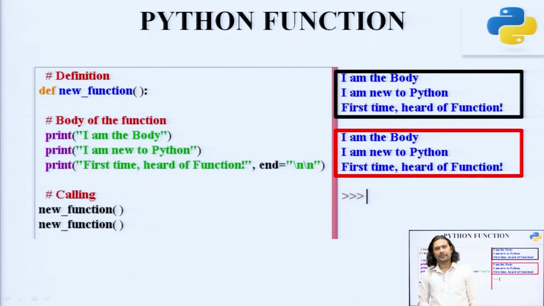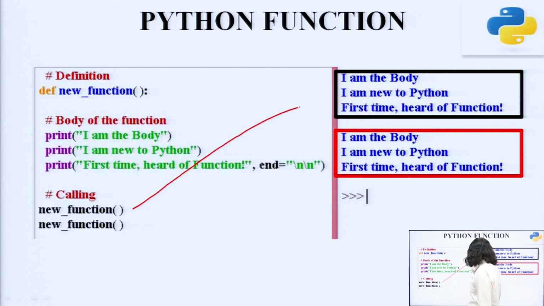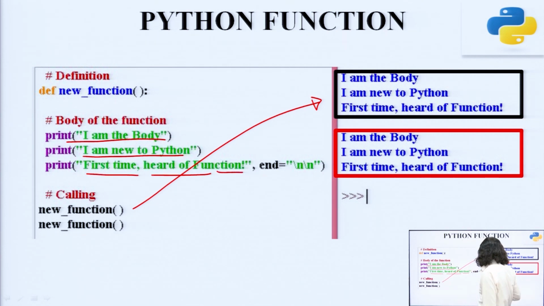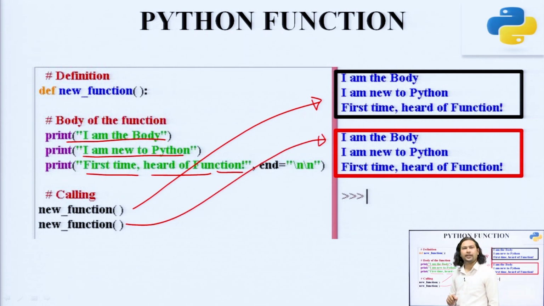Now, again you can see the execution of the code is very simple. The very first calling will call this statement and execute one by one, that is, I am the body, I am new to Python, first time heard of function. Now, next time we are calling, it again goes towards the execution of the same function block. That means whenever you require a function, you just need to call it, but if you are calling the function n number of times, it is going to execute n number of times.